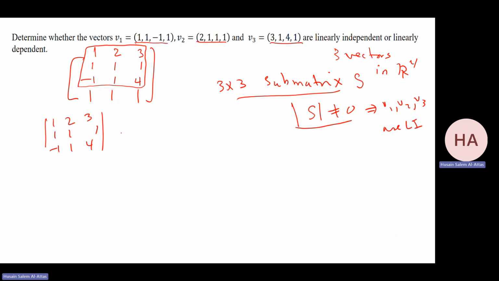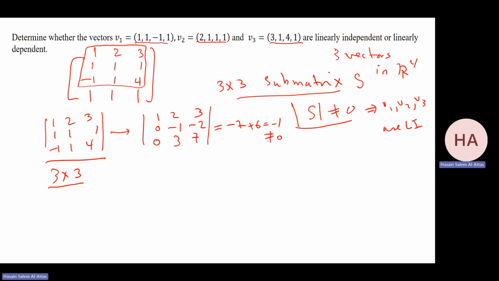Let me do it quickly. Multiply by -1 and add, that will be 0. -1 and add, that will be -1. -1 and add, that will be -2. 1 and add, that will be 0. 1 and add, that will be 3. 1 and add, that will be 7. So I have -7 plus 6, which is -1, which is not equal to 0. So I have a 3 by 3 submatrix, because I'm working with 3 vectors, where the determinant is non-zero, so right away V1, V2, V3 are linearly independent.